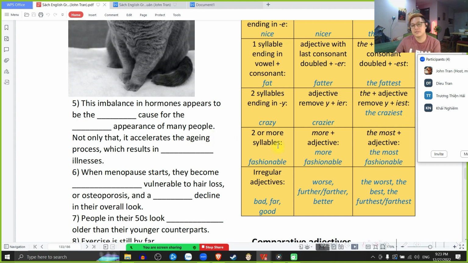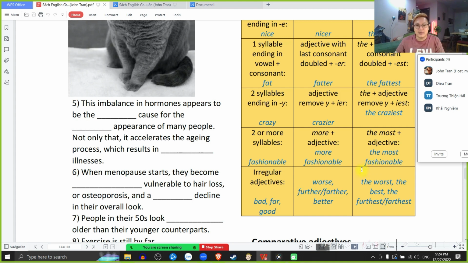If you have two or more syllables, just add more plus the adjective, or the most plus the adjective. For example, fashionable, more fashionable, the most fashionable.